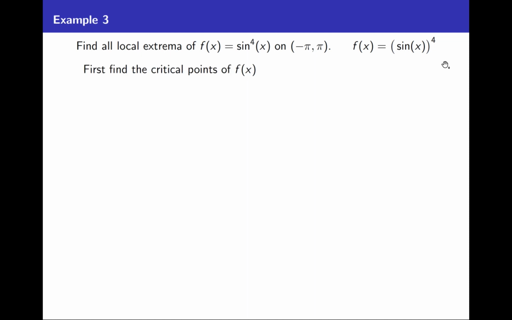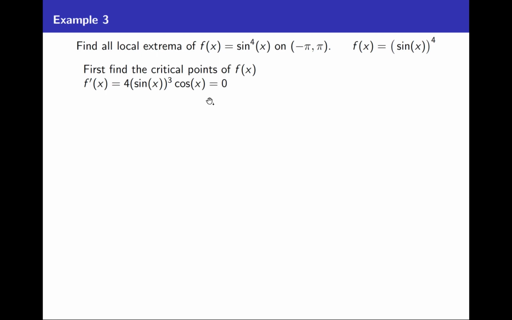Okay, so we're looking for the local extrema of this function on the interval from negative pi to pi. And remember that all of your local extrema are going to occur at critical points. The critical points are your candidates for the location of your local extrema. So we've got to find those critical points first. And finding the critical points means that you have to find the derivative of f. So here's f of x. We use the generalized power rule. f prime of x would be, let's see, bring down the 4 in front of the sine of x to the power of 4 minus 1. And then you have to multiply that by the derivative of sine of x.